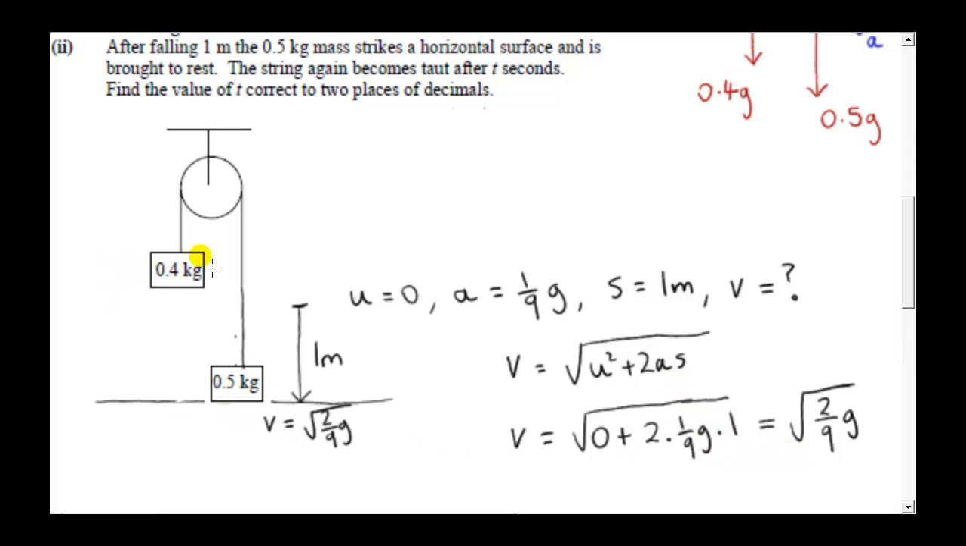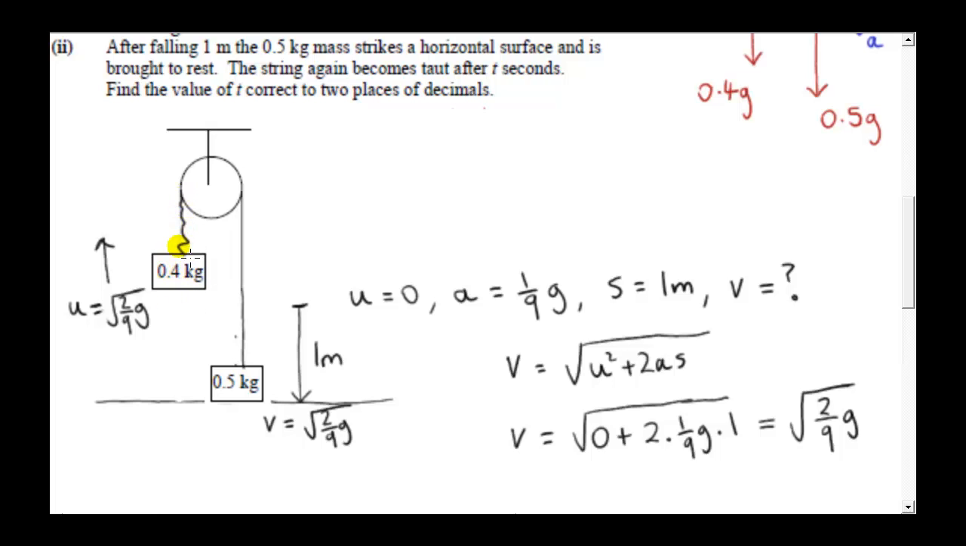Okay, so now we have the speed of this particle just before the 0.5 kilogram mass strikes the ground. The particles are connected with an inextensible string, so they have the same speeds at each instant. So this mass's initial velocity will be √2/9 g upwards. Of course, it's going to move up for a certain amount of time, so the string will become slack, and it'll reach a maximum height and then fall back down again to its position.